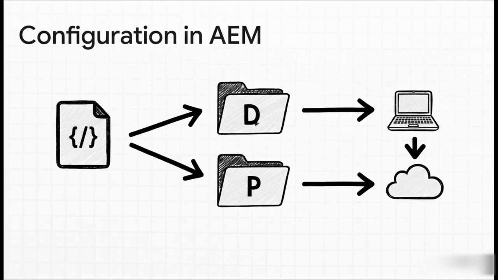In AEM, this is handled so beautifully. Your configurations are typically defined in simple JSON files, and, this is the crucial part, you can store them in folders named for specific run modes, like config.dev for development or config.prod for production. AEM is smart enough to automatically pick up the right configuration for whatever environment it's running in. It's clean, it's powerful, and it's just so practical.